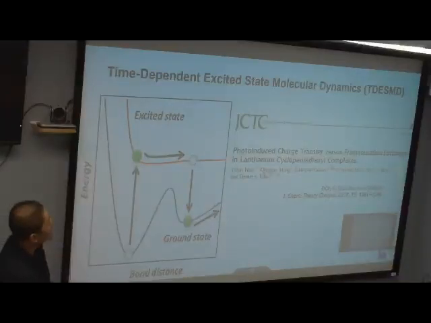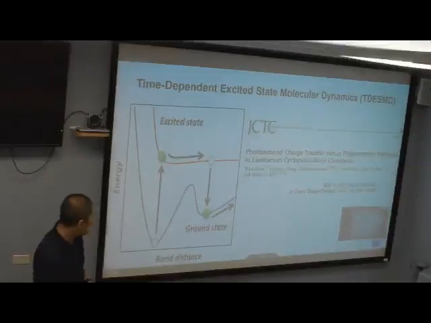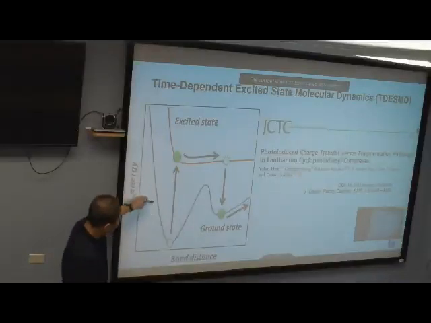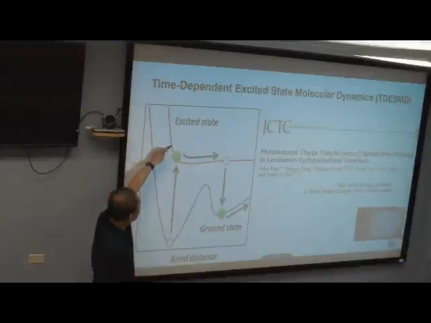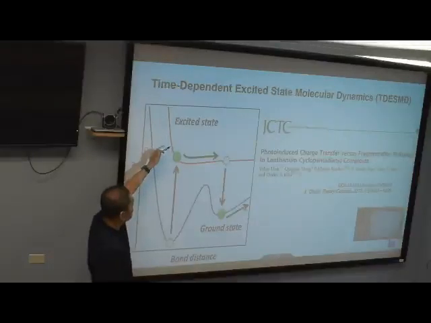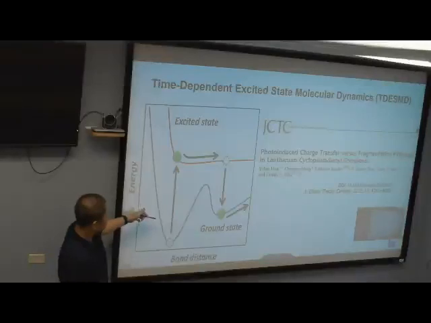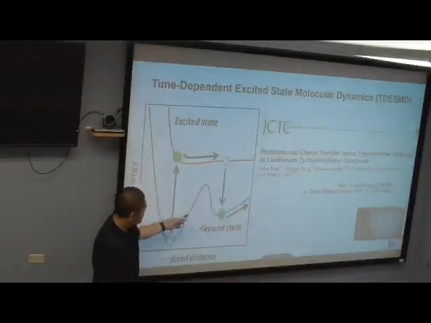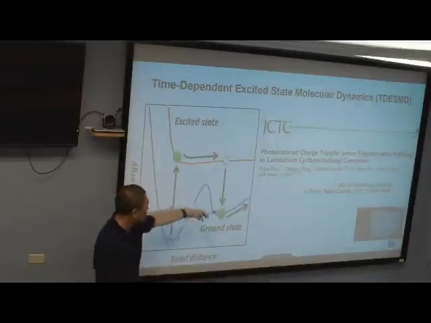TDSMD refers to molecular dynamics with time-dependent electronic configurations. So here is a picture describing the process. The blue one is the ground state potential energy surface, and the red one is the excited state potential energy surface. The ground state PES is a little bit weird because you have this bump, but we use this bump to indicate there is a reaction barrier. You need to overcome this reaction barrier.